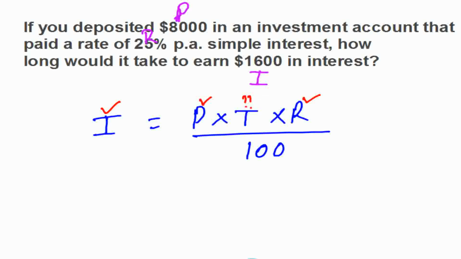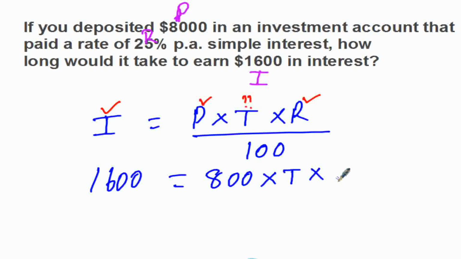So we are going to just substitute in everything we have. So our interest is this, equals 8,000 times T times the rate, which is 25%, that is over 100. Then we can cancel these zeros and remain with this.